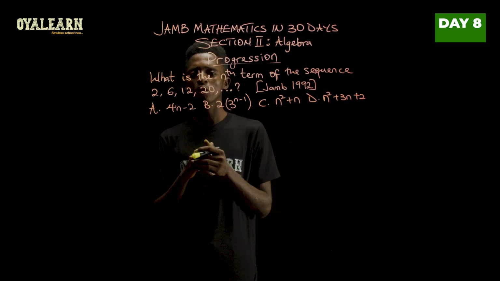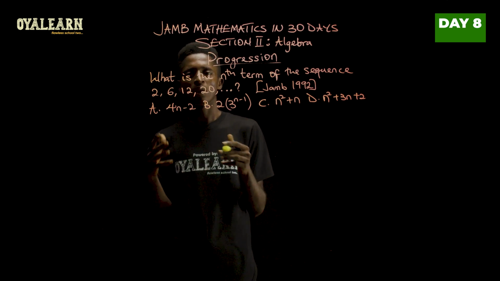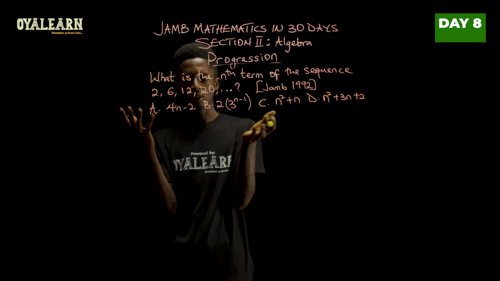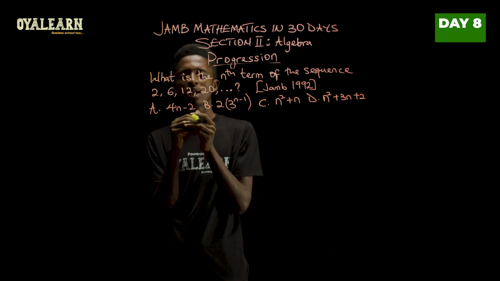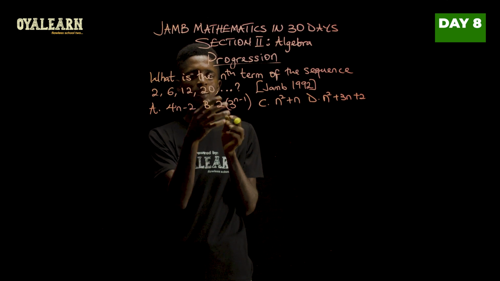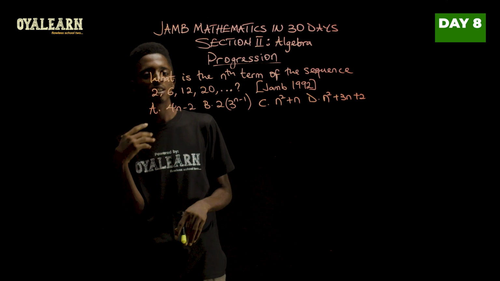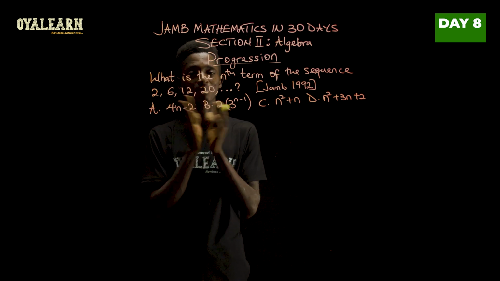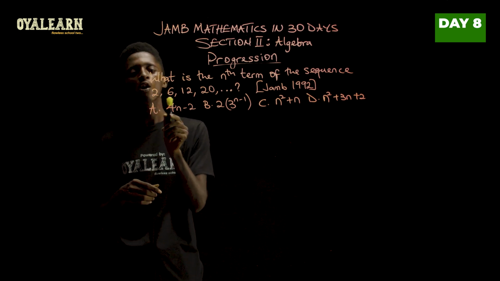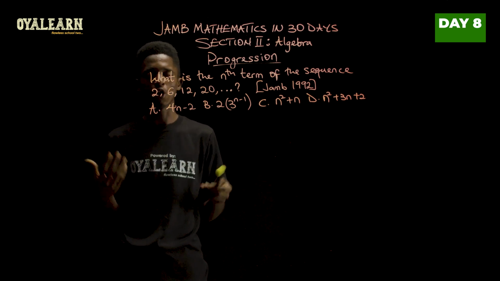Now, in this question, we're asked to find the nth term of the sequence. So we are basically looking for an equation that describes the nth term of this sequence, where the first term is 2, the second term is 6, the third term is 12, and the fourth term is 20, and it continues like that. If you test this using your knowledge of AP, you see that it is not an arithmetic progression, because the difference between 2 and 6 is 4, whereas the difference between 6 and 12 is 6. So they don't have a common difference.